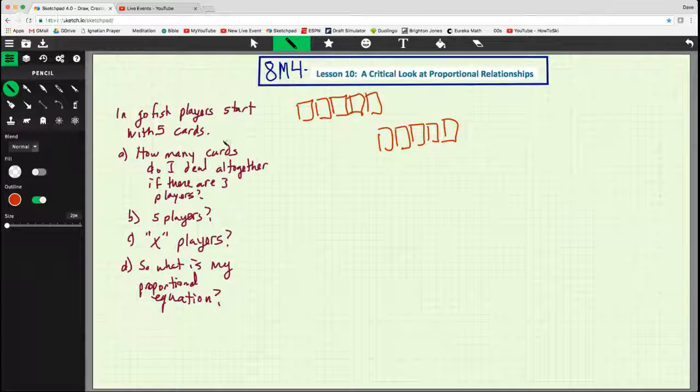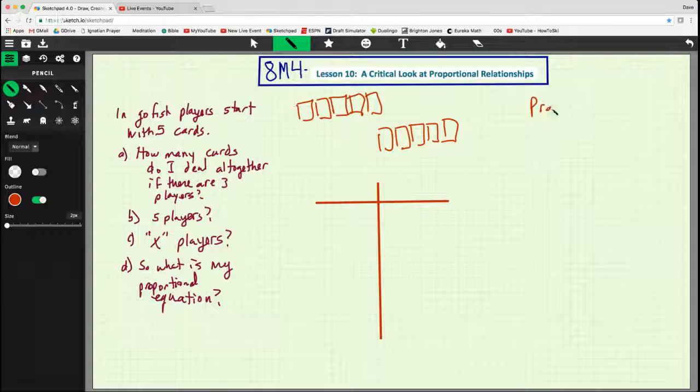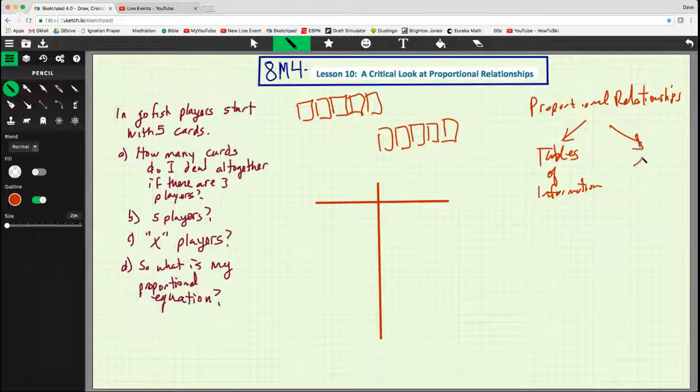So I think you can kind of see where this is going. What we want to do is figure out how many cards I have if there's a certain number of players. We're going to see if we can understand this proportional relationship. And what we're going to do is build a table. When we deal with proportional relationships, we're going to talk about tables of information, and we're going to talk about equations. And these two things are kind of the same thing, but we can go back and forth between the equation and the tables of information, and you'll see how we do that as we go forward.